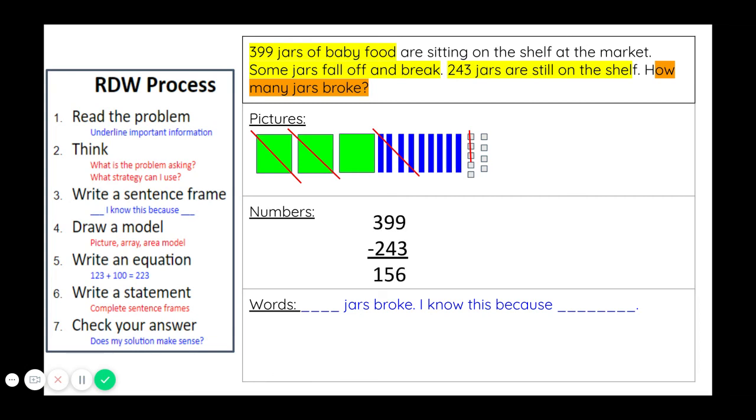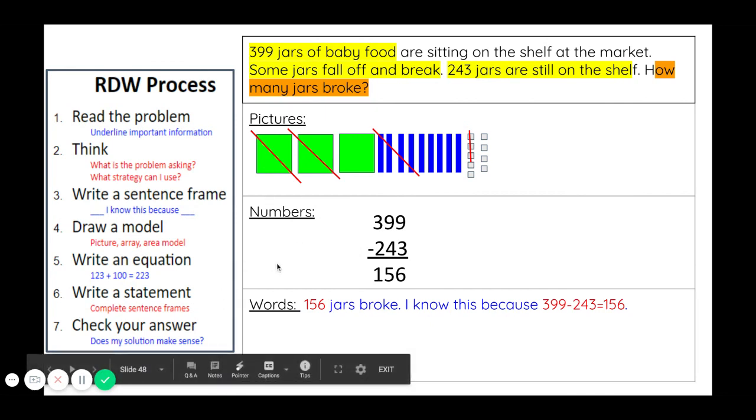For my equation, step 5, I also used the standard algorithm. I drew my subtraction equation vertically, and I could start in the ones place. 9 minus 3 equals 6. 9 minus 4 equals 5. 3 minus 2 equals 1. Then I'm on step 6, write a statement. So I'm filling in the blanks that I had in my sentence frame. 156 jars broke. I know this because, again, I go back to my equation, 399 minus 243 equals 156.